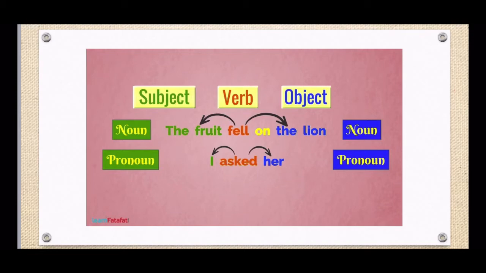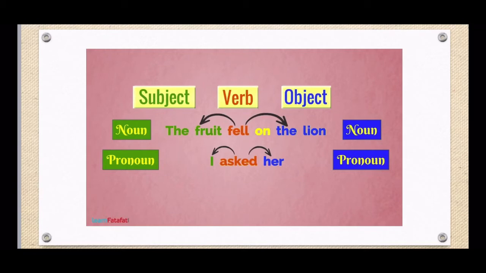The first sentence reads, the fruit fell on the lion. The fruit, which is in green, is our subject. And remember, we said a subject can be a person or a thing that's being described or discussed. Then our verb, which is in orange, is the word fell. And we know fell is the past tense of fall. So the fruit fell, and that is a doing word. And then on the lion, which is in blue, is our object. We know a lion is a thing that we can touch and see. So there is an example of a sentence using a subject, a verb, and an object.